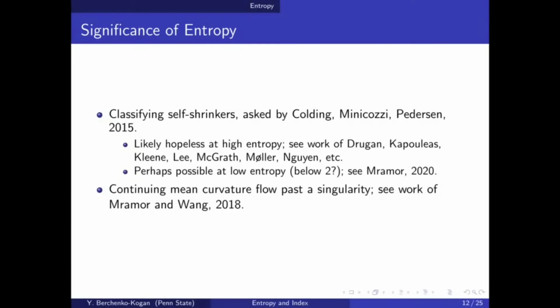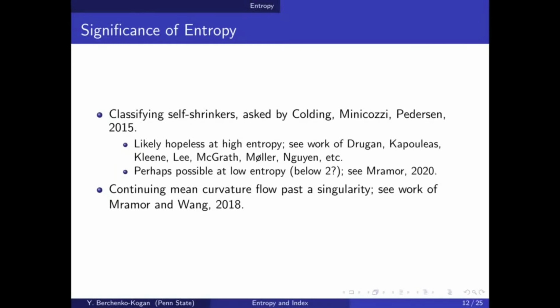Another implication of entropy is in continuing mean curvature flow past a singularity. If you recall the video I showed of the dumbbell shape that had this pinching neck and pinched off into 2 pieces, formally speaking, there's a singularity, and mean curvature flow stops there. It's no longer a smooth manifold, and its curvature is no longer defined.